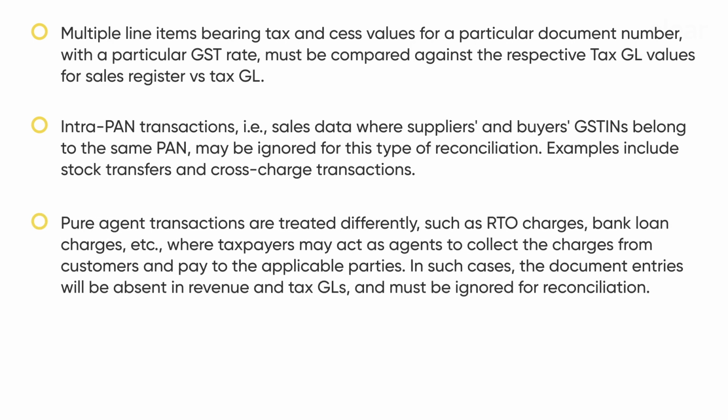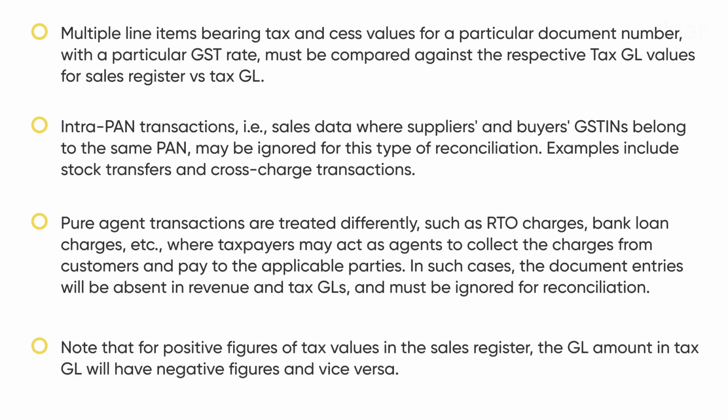Pure agent transactions are treated differently, such as RTO charges, bank loan charges, etc., where taxpayers may act as agents to collect the charges from customers and pay to the applicable parties. In such cases, the document entries will be absent in the revenue and tax GLs and must be ignored for the reconciliation. Note that for positive figures of tax values in the sales register, the GL amount in tax GL will have negative figures and vice versa.